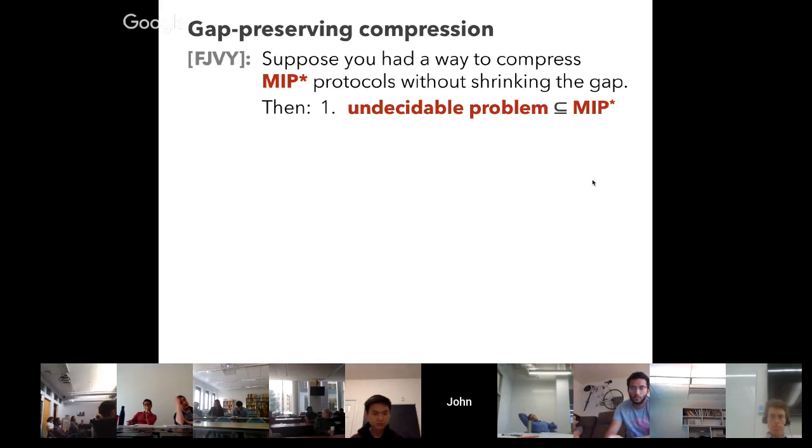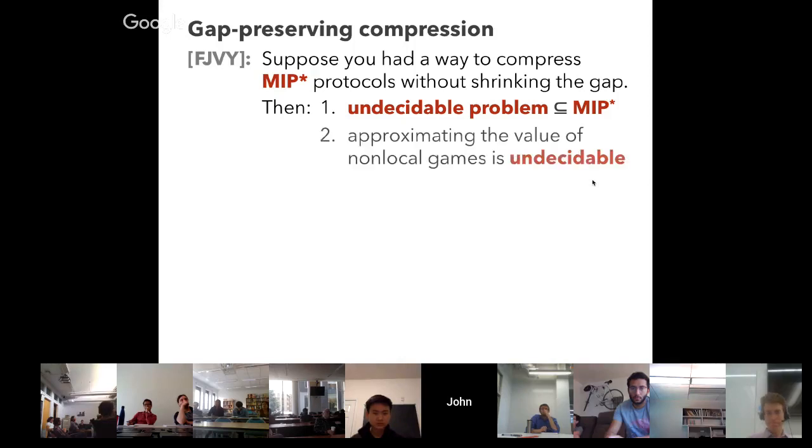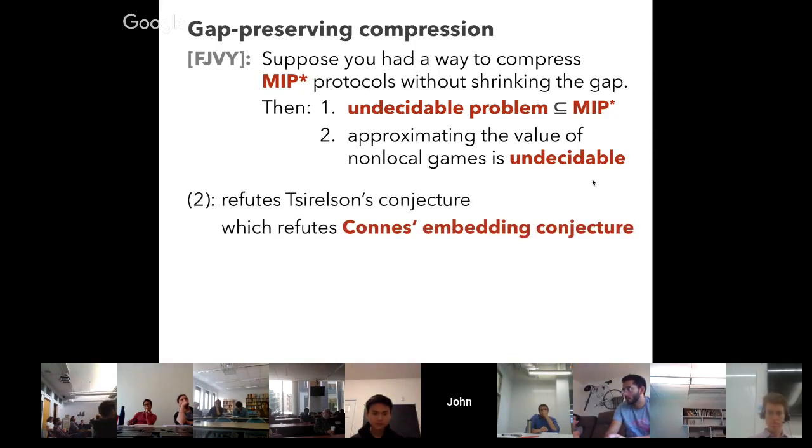It's a close approximation to what's in the paper. But anyway, number one is that there's an undecidable problem in MIP star, which is great. And number two, there's this problem of approximating the value of non-local games, and they would show that this problem is undecidable. So number two, and kind of number one as well, refute something called Tsirelson's conjecture, which, in other ways of phrasing it, says that approximating the value of non-local games should be decidable. It's one of the big open problems in entanglement theory. And in refuting that, you also refute something called Connes' embedding conjecture, which is one of the major open problems in operator theory.